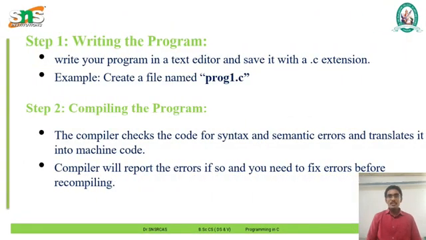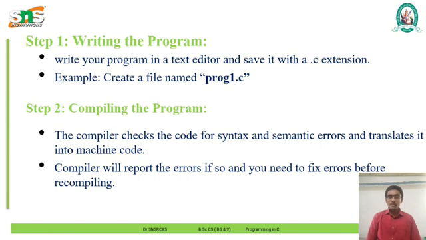The first step in the process is writing the C program. First, you need to write a program using any text editor and save it with a .c extension, as the programming language C's file extension is .c. This file is actually called the source file or source code. For example, create a file named program1.c.